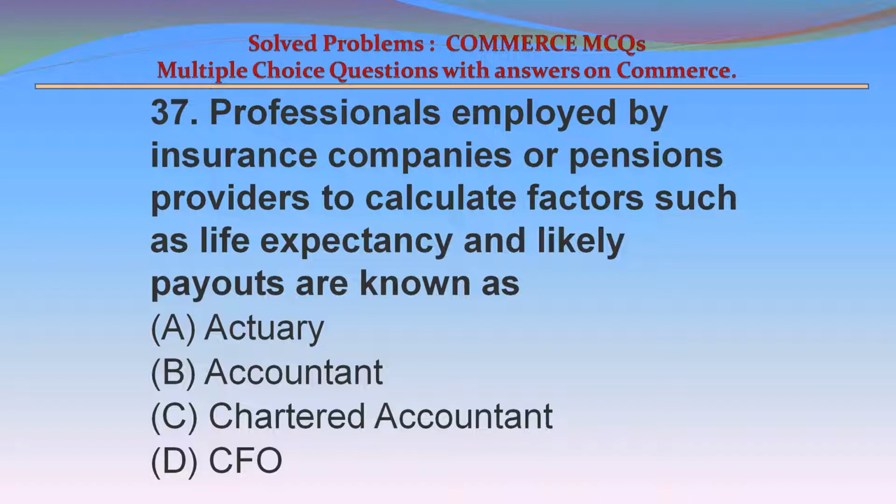37. Professionals employed by insurance companies or pension providers to calculate factors such as life expectancy and likely payouts are known as: option A, actuary. Option B, accountant. Option C, chartered accountant. Option D, CFO. Answer A, actuary.